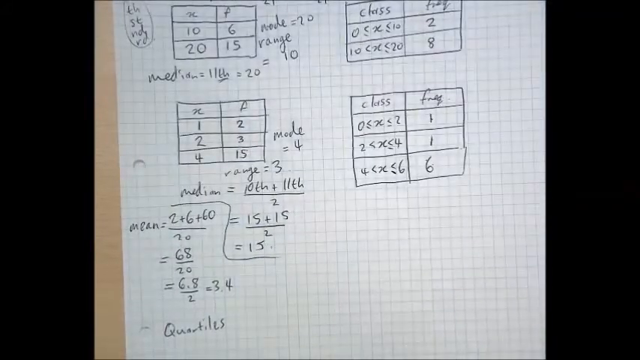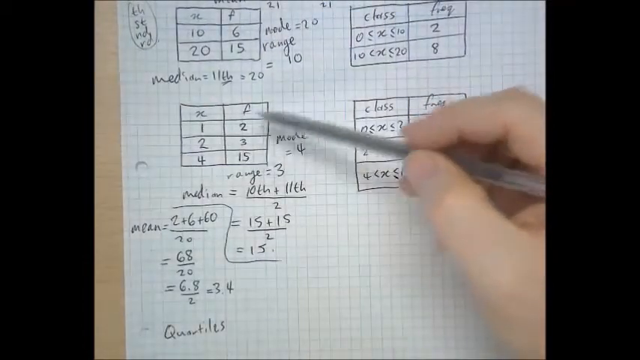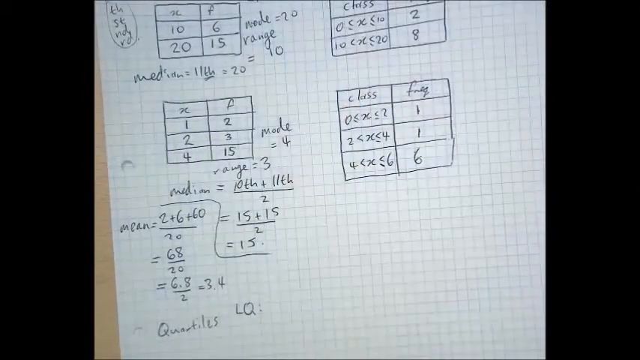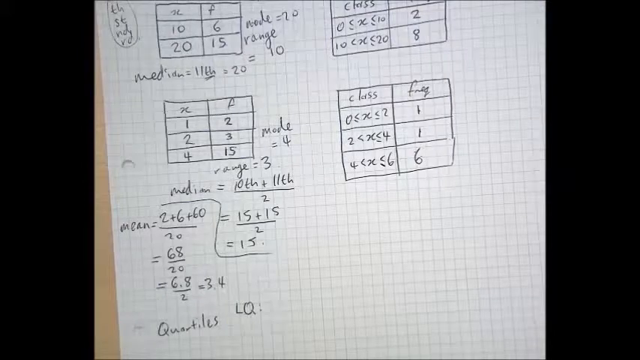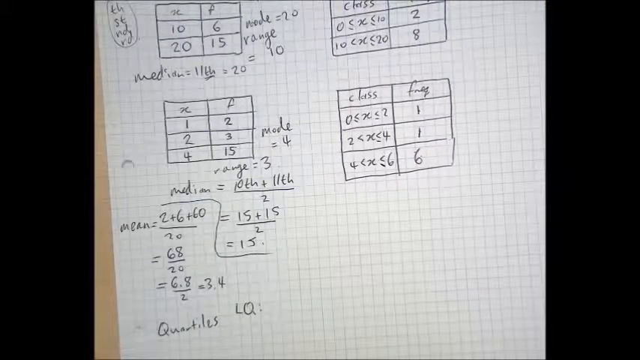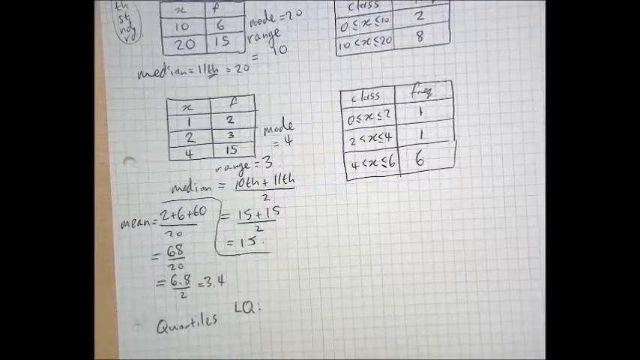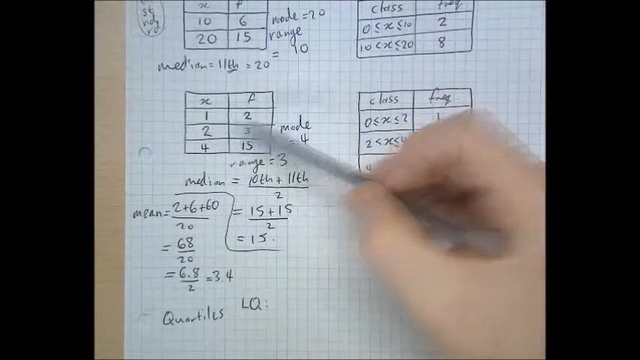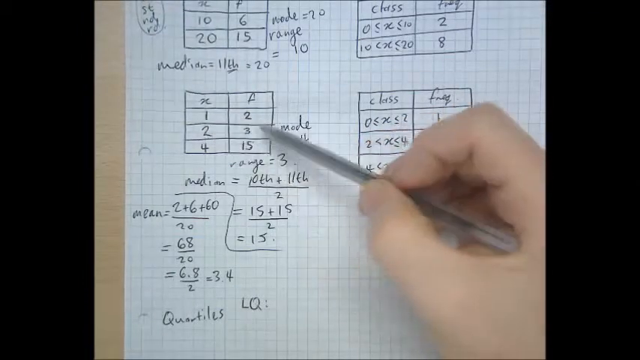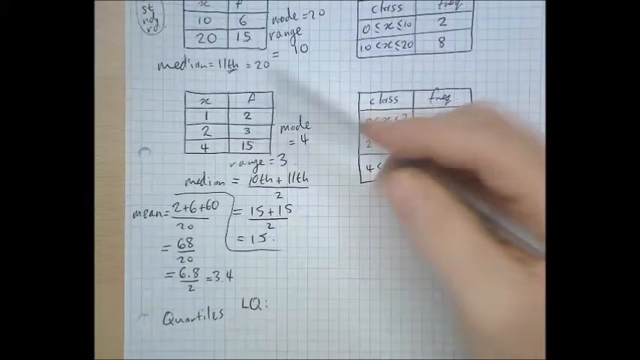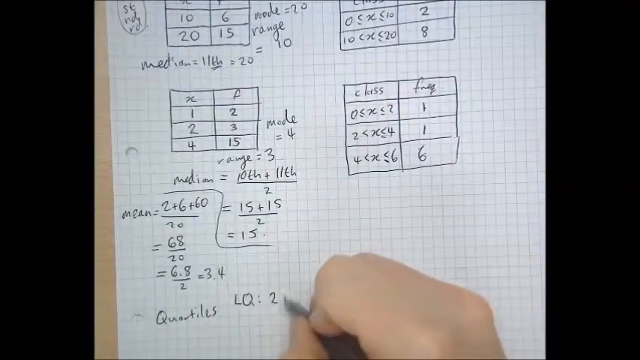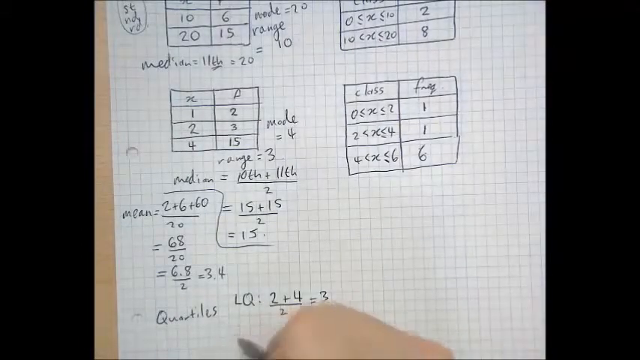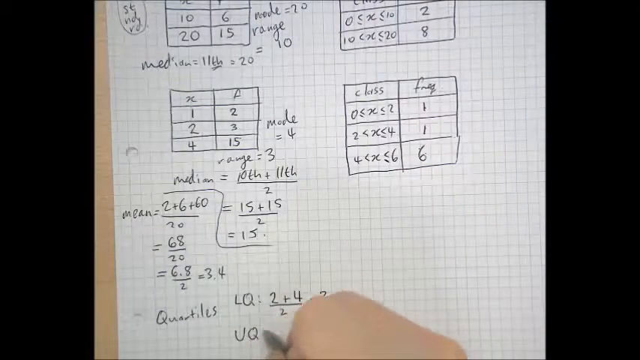To get these fast, just use a little trick. Take the number of numbers that there are. So for this second example, there are 20 numbers. Divide 20 by 4, get 5. If it's a whole number, go and find that position and the next one. So we want the 5th and the 6th. The 5th number is a 2, because there's 2 1s and 3 2s. And the 6th number is therefore a 4. So the lower quartile is what's halfway between those, which is 3.